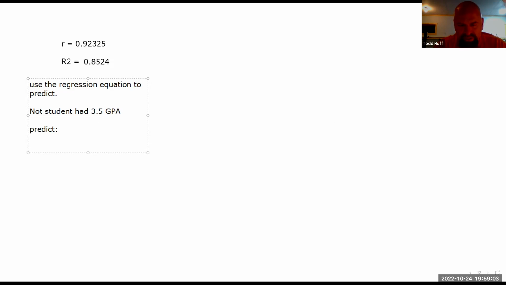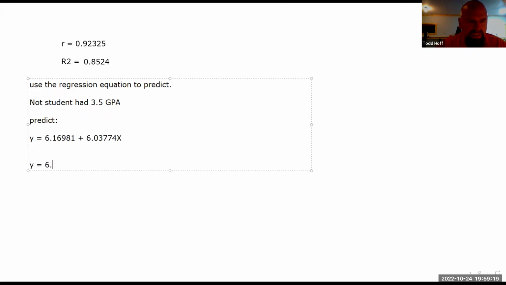So anyway, let's look at our equation here. I'm just going to paste it in here. So we're going to predict for a 3.5 GPA. So we're going to do y equals 6.16981 plus 6.03774 times, instead of X, we put in 3.5. So let's put that in the calculator. There we go. And so you can see my numbers.